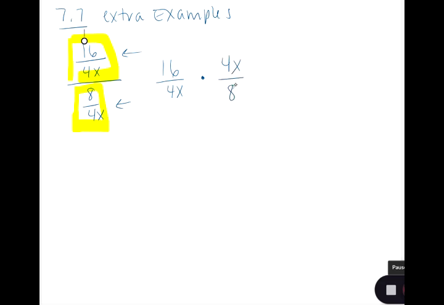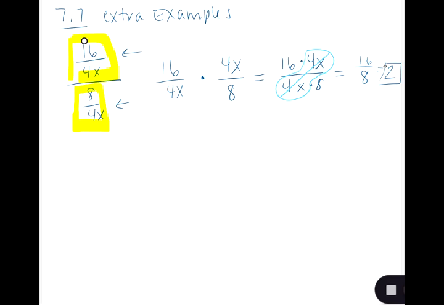From here, you can simplify as you go, or you can go ahead and multiply. What I like to do is write them next to each other. So 16 times 4x, because I multiply straight across for fractions, and then 4x times 8, and see if anything can cancel out. Because anything over itself is equal to 1, 4x over 4x should cancel out. If I don't see anything else right now, that's okay. I'll just do 16 over 8, and then hopefully I would see that this can simplify to 2 as my final answer, right?